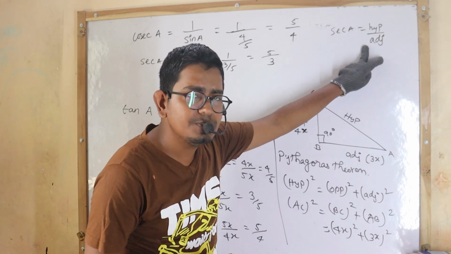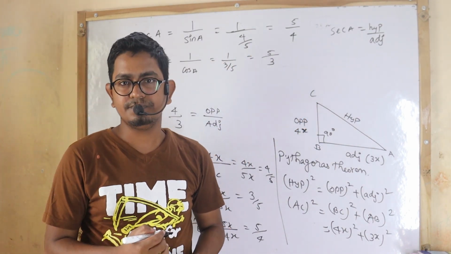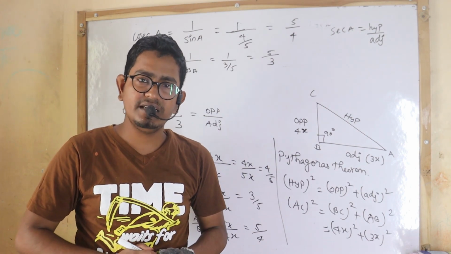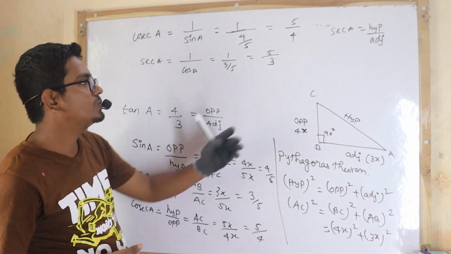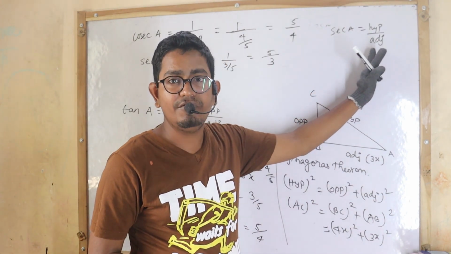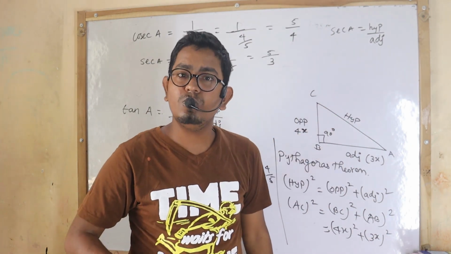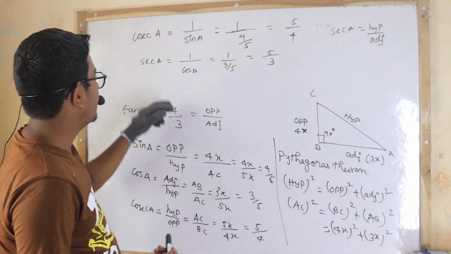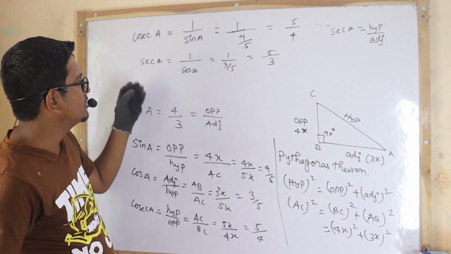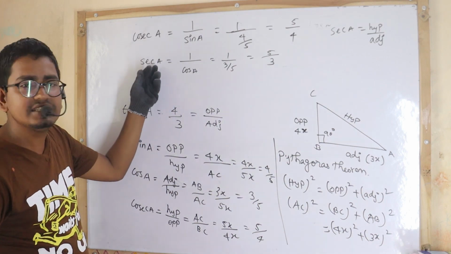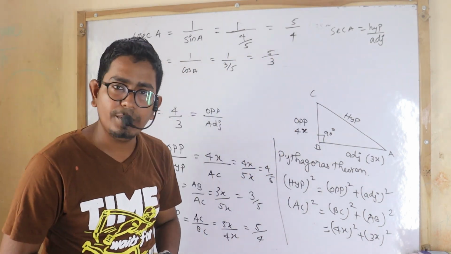Whether you do it in this method or in this method, you will get the same answer, right? But we already found cos A, so what is the need for the other method? We can use it for a cross check. But we know so many formulas, and one of them is secant A is equal to 1 by cos A. Just applying the formula here, I get the answer as 5 by 3.